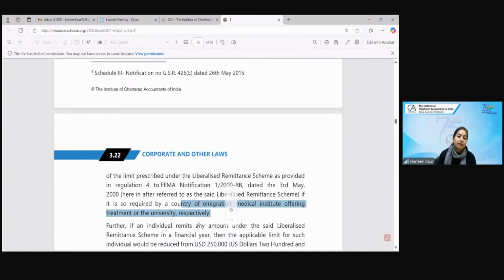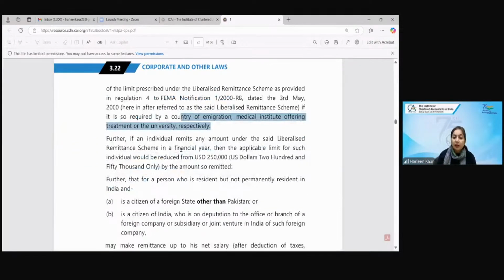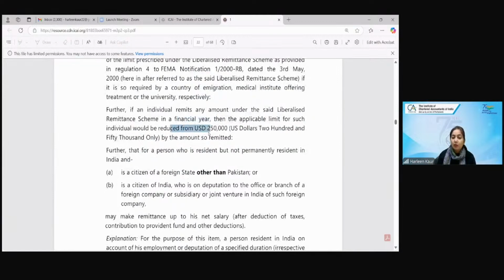Is that clear, everyone? If an individual remits the amount under the liberalized scheme in a financial year, then the applicable limit would be reduced by 2,50,000 USD. Means each time, for example, if you have given gifts of 1 lakh USD, you have spent on studies abroad 1,50,000 USD. Now, how much can you spend further for these kinds of activities? If you have spent for the gifts 1 lakh USD and for the studies abroad 1,50,000 USD, how much more amount you can spend? How much more amount you can spend, children? You have to answer me. Nil. Very good, Swati, Kavita, Pooja, Khushbu.